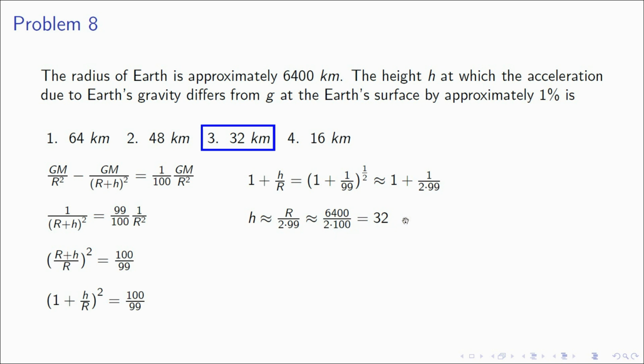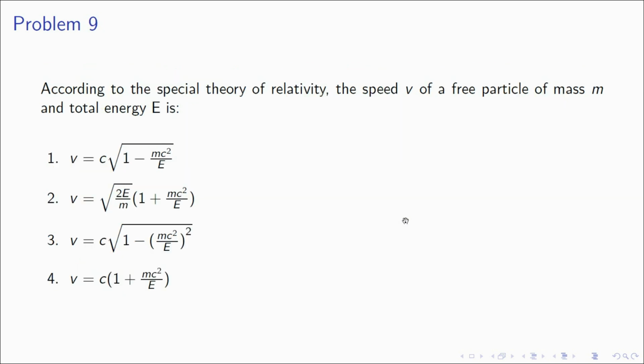Okay, so this one's okay. So it says that according to the special theory of relativity, the speed v of a free particle of mass m and total energy E is what? So you have this relation E equal to mc square. So here m is basically the moving mass.